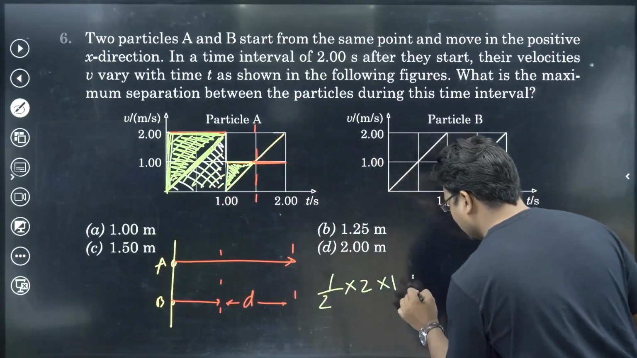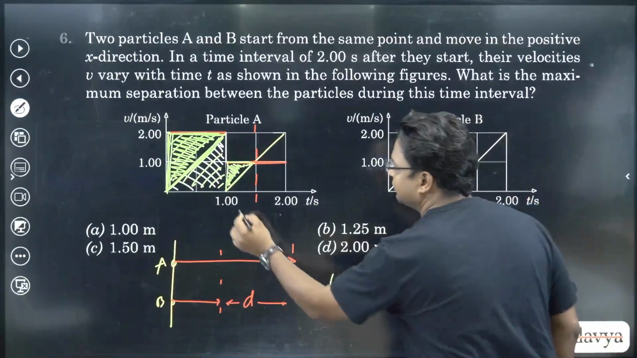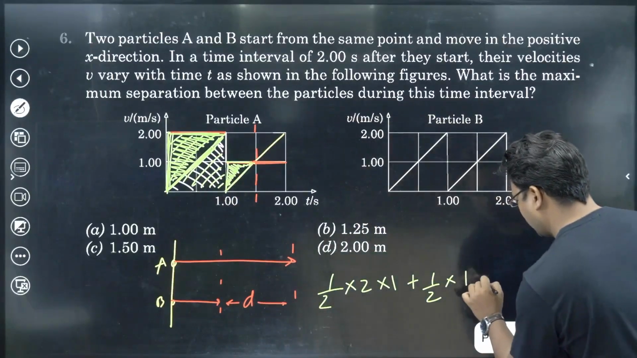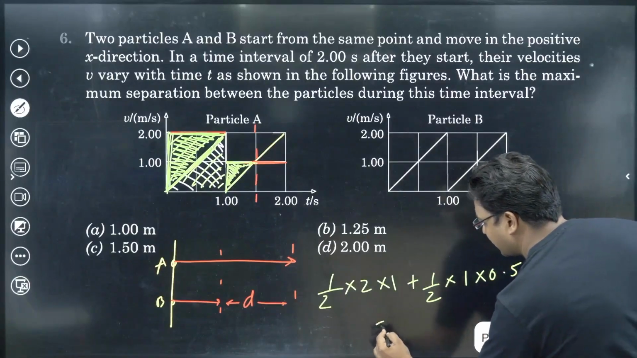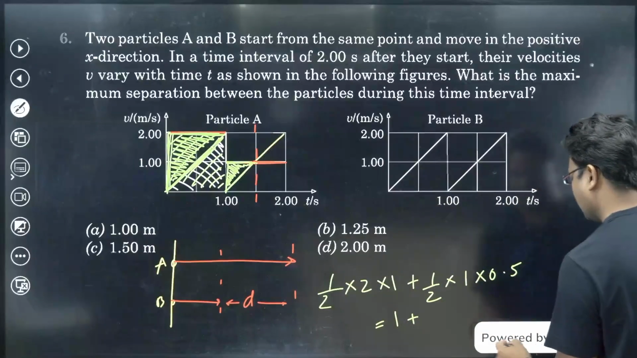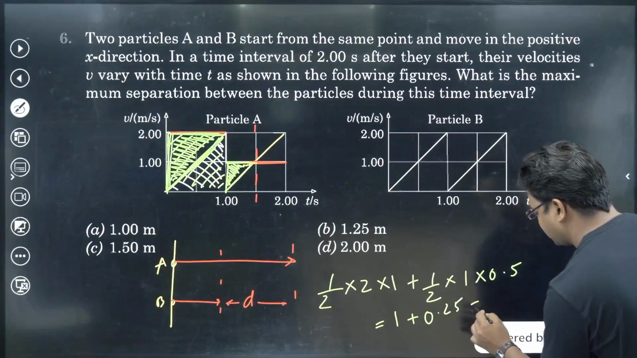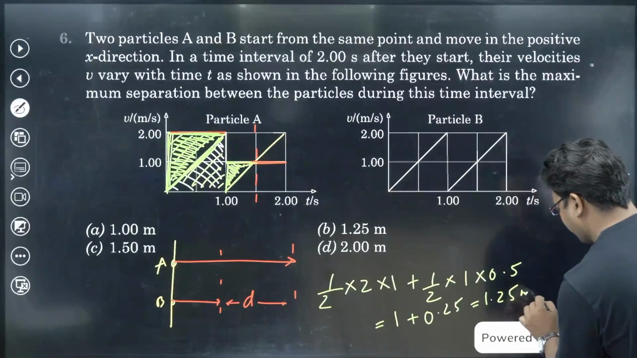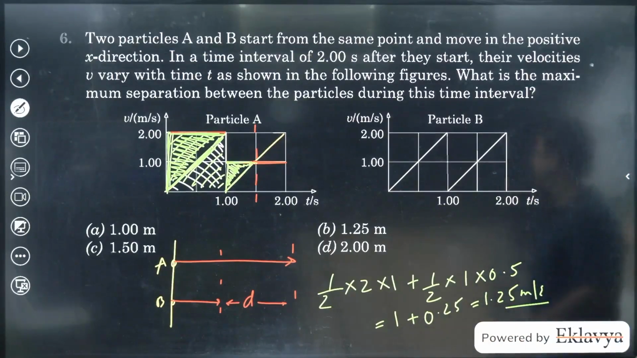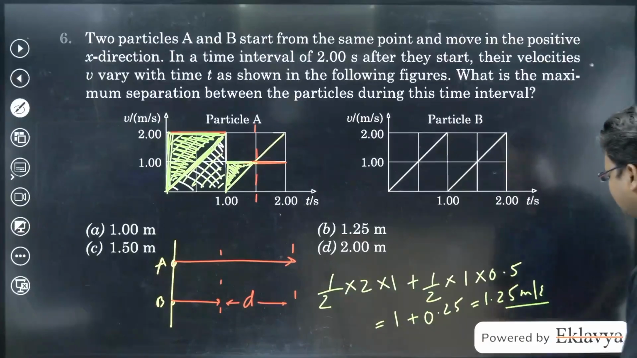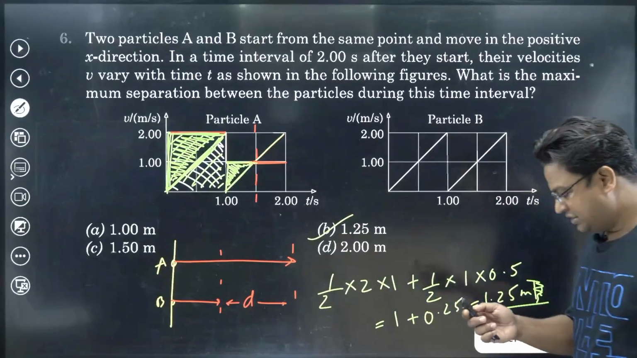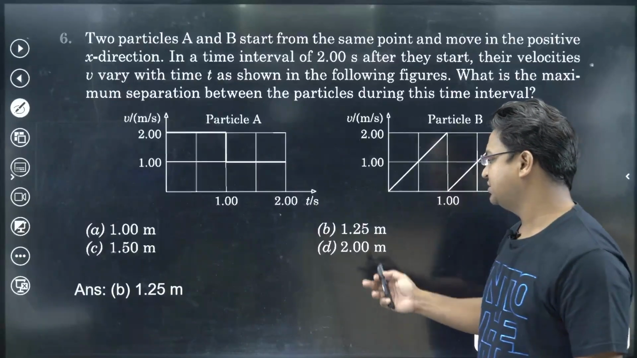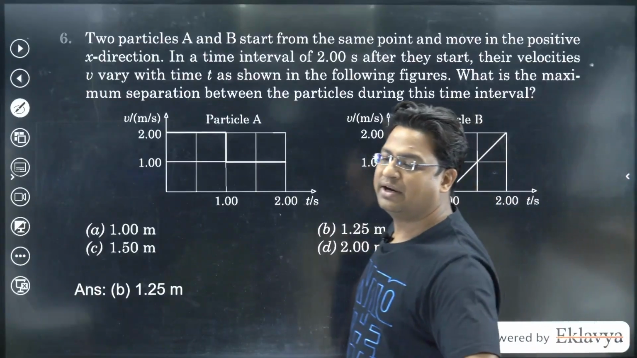Again, it's a triangle. So half into, now this height is 1, and this width is 0.5. So this becomes 1 plus 0.25. So this is 1.25 meter per second. So that is the answer. All right, not meter per second, I'm sorry, 1.25 meter. So option B would be the answer. This is the maximum separation between the two particles. Option B. All right, getting this, everyone?